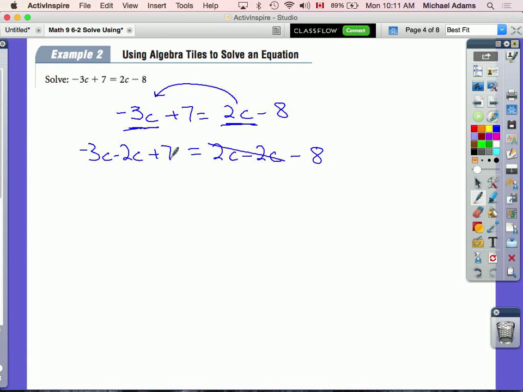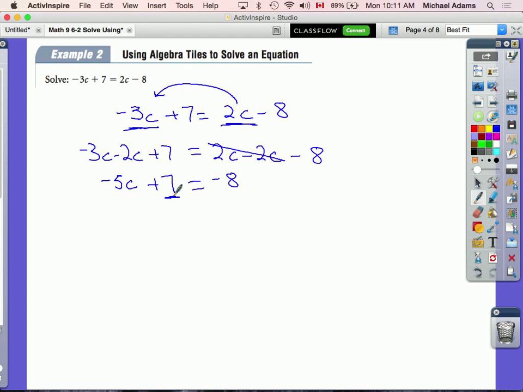So now a negative 3c minus 2c, if we remember how we add and subtract integers, will end up being a negative 5c. The rest of the equation is now negative 5c plus 7 is equal to negative 8. Same thing like we did before. We follow the process. Now I have this 7.